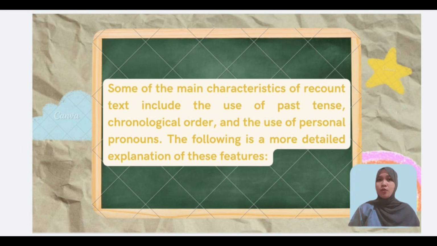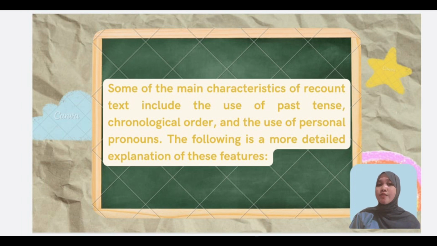The second is chronological order. An important feature of recount text is the use of chronological order in telling an event or experience. The recount text is arranged in such a way that the story follows the time sequence that occurs sequentially. It helps the reader to understand the storyline well. For example, the story begins with the initial event, followed by the events that happen after, and ends with the last event.